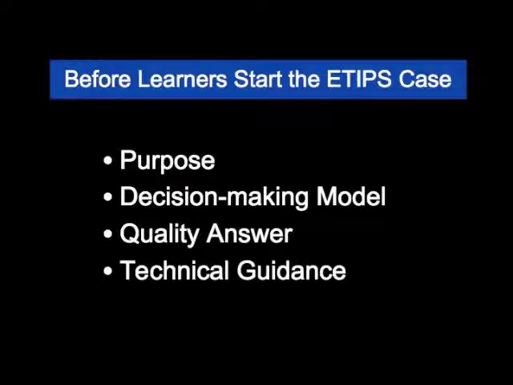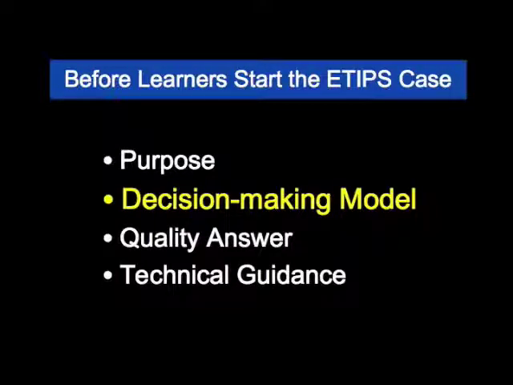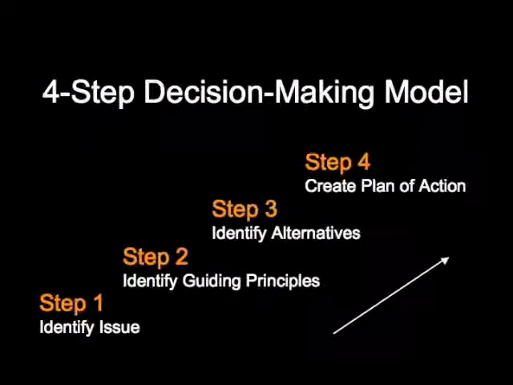This video will focus on the ETIPS case's decision-making model to be explained to learners before they begin their work on the case. The ETIPS cases use a four-step decision-making model that includes identifying a fundamental school issue, determining principles to guide the decision-making, suggesting alternative solutions, and selecting the best alternative and creating a plan of action.